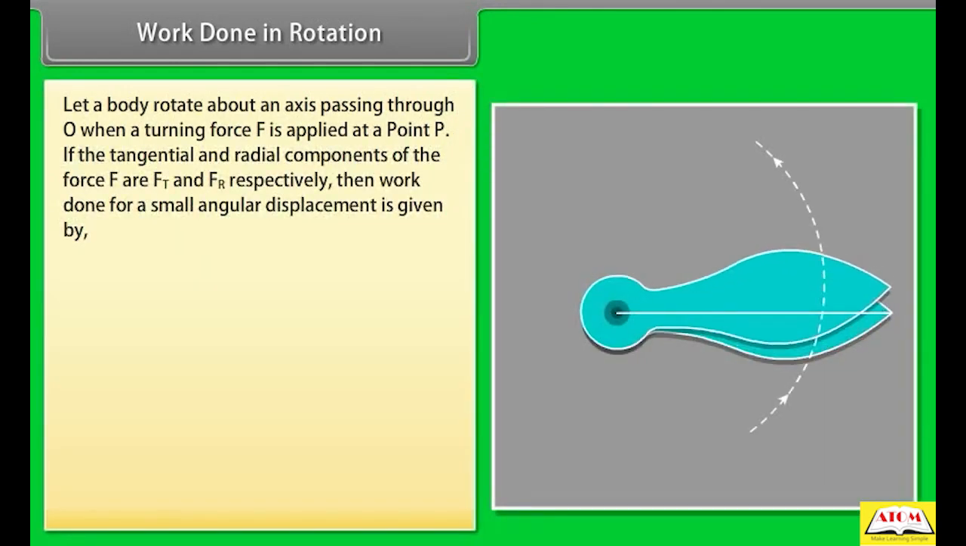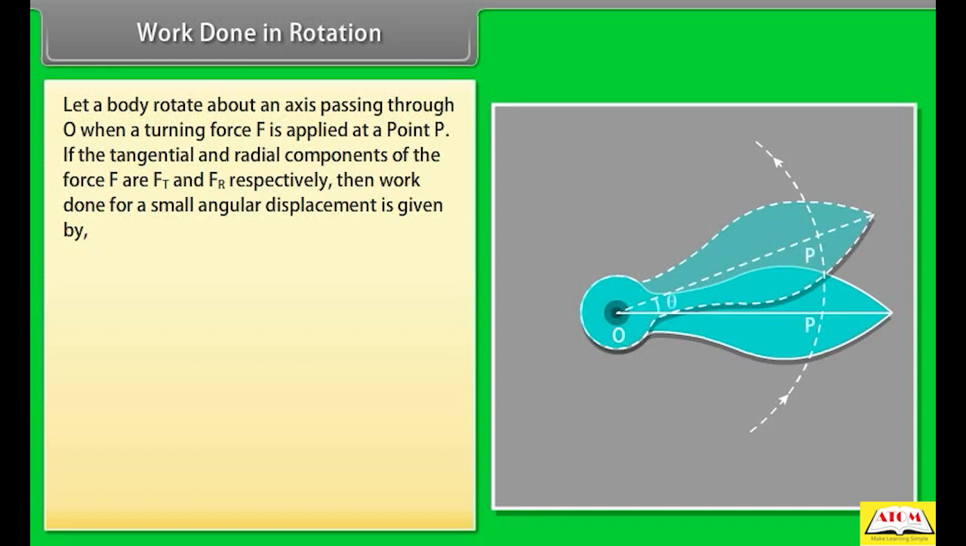Work done in rotation. Let a body rotate about an axis passing through O when a turning force F is applied at a point P. If the tangential and radial components of the force F are Ft and Fr respectively, then the work done for a small angular displacement is given by dW is equal to Ft dot ds. Put the value of ds in the above equation. dW is equal to Ft R d theta. Here R is equal to OP.